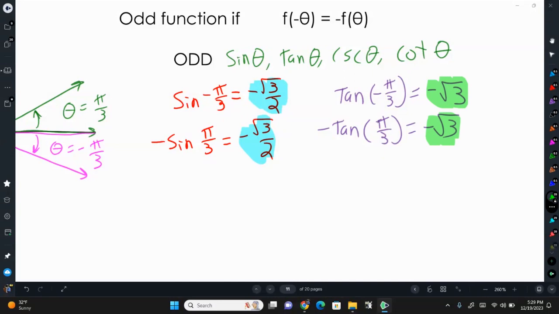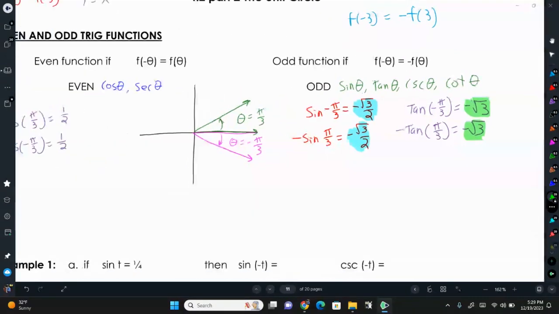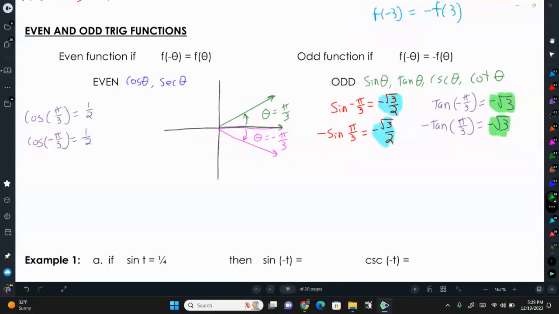So we can use these facts of even and odd functions to evaluate the trig functions for angles a little bit quicker.